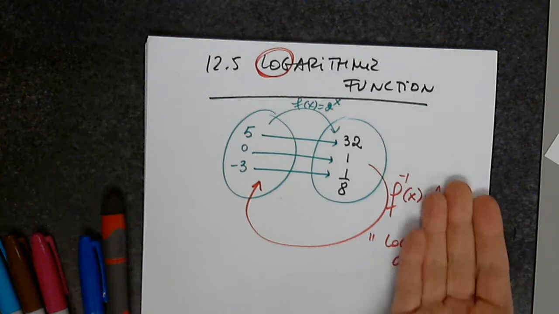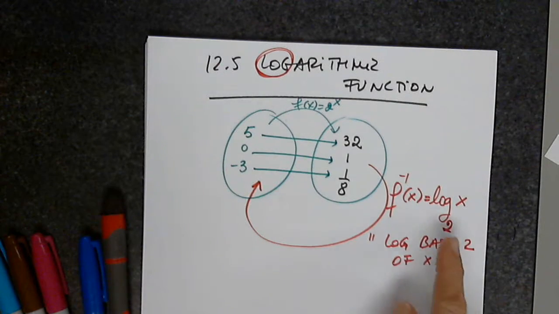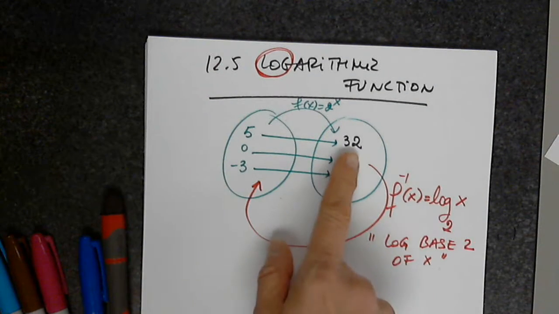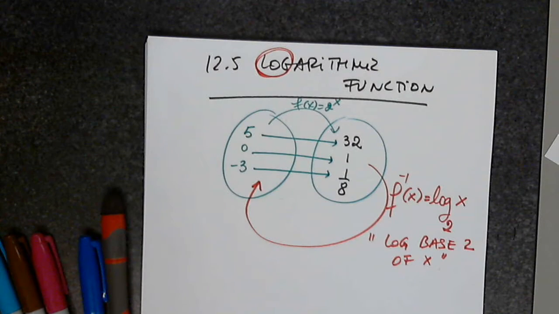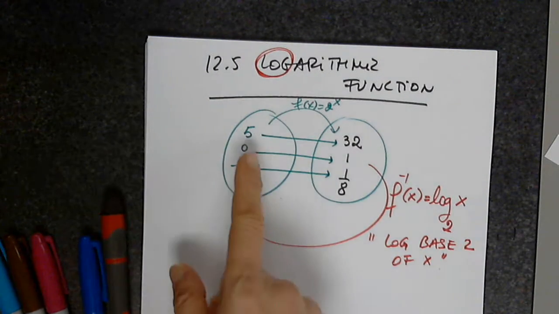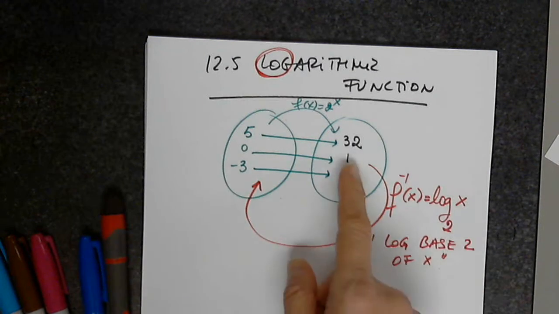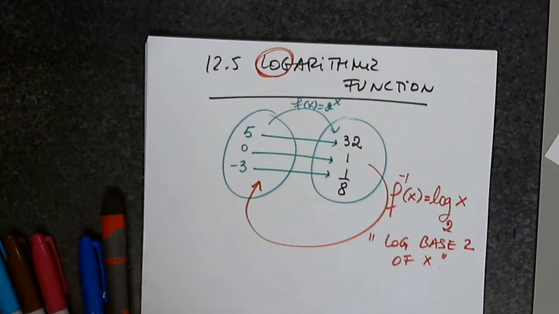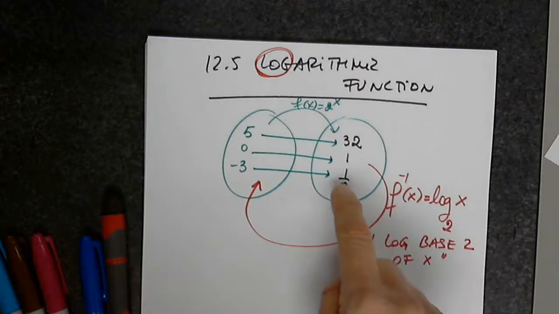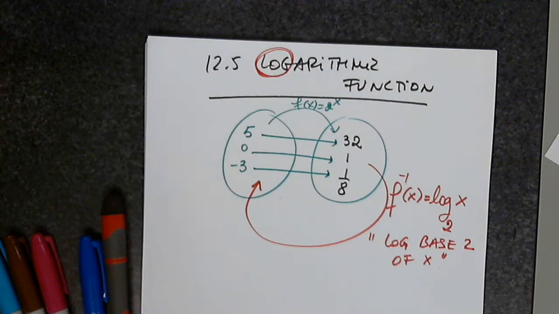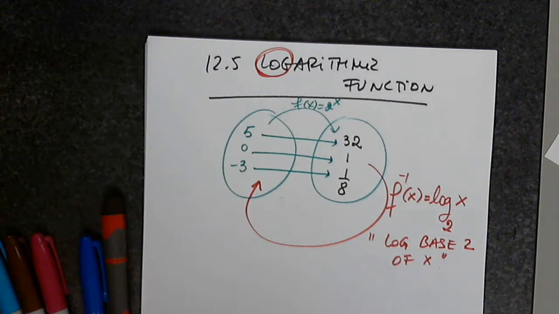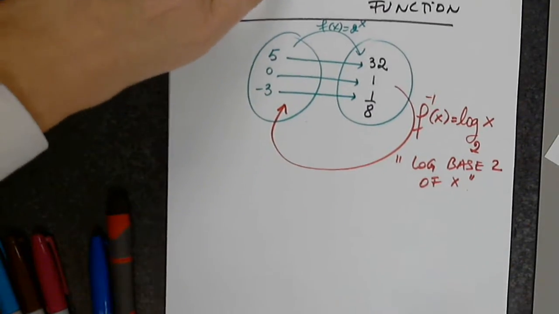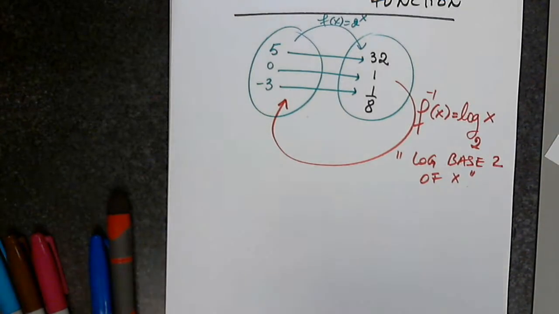So if this is the inverse function and I apply log base 2 to 32, what should I get back? 5, for sure, otherwise this is not the inverse function. When I apply log base 2 to 1, what should I get back? 0, otherwise this is not the right mechanism. And when I apply log base 2 to 1 over 8, what should I get back? Good.